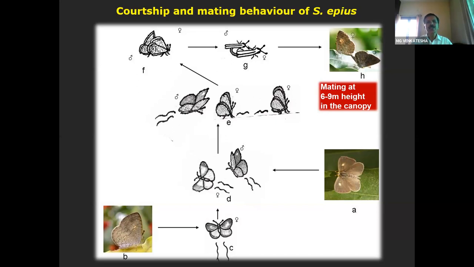For about 30 years, all scientists from ICAR and agriculture universities tried only the cage, outside and inside, without canopy, because this is the perching, and butterflies, and then perching, patrolling and territory. This is very important. Courtship and mating behavior is possible only if you give the canopy of 6 to 9 meter height, then only they can go for flight and then for mating. Next slide, please.